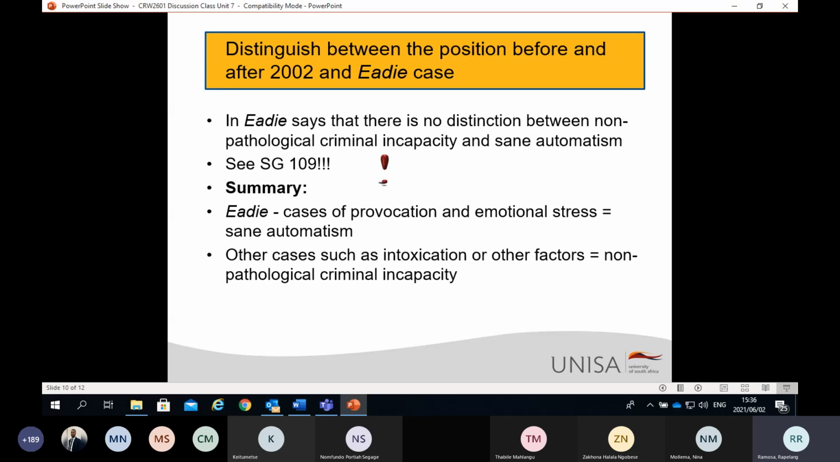But in other cases, such as where intoxication or a combination of intoxication and other factors affect capacity, the defense of non-pathological criminal capacity still remains and still exists.